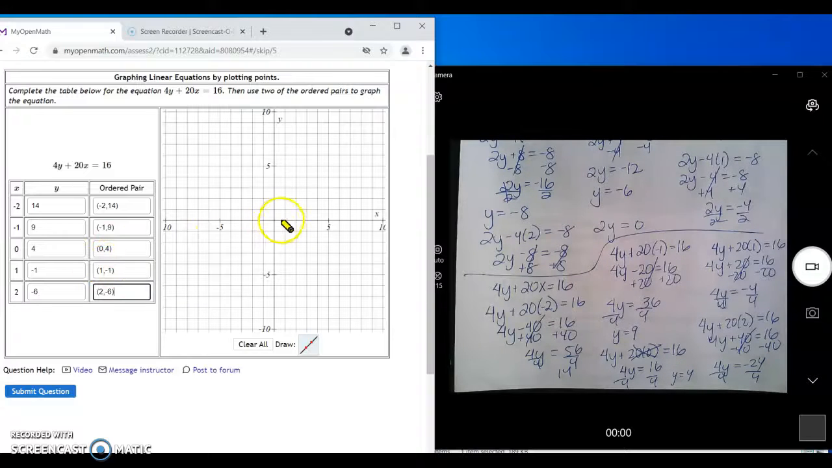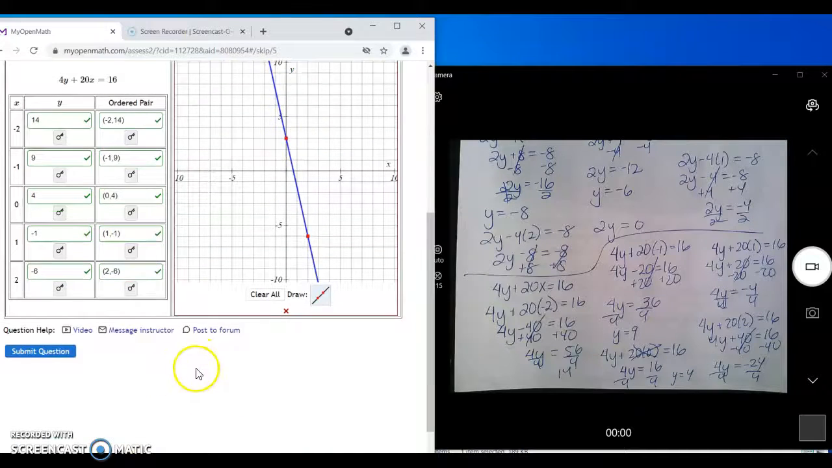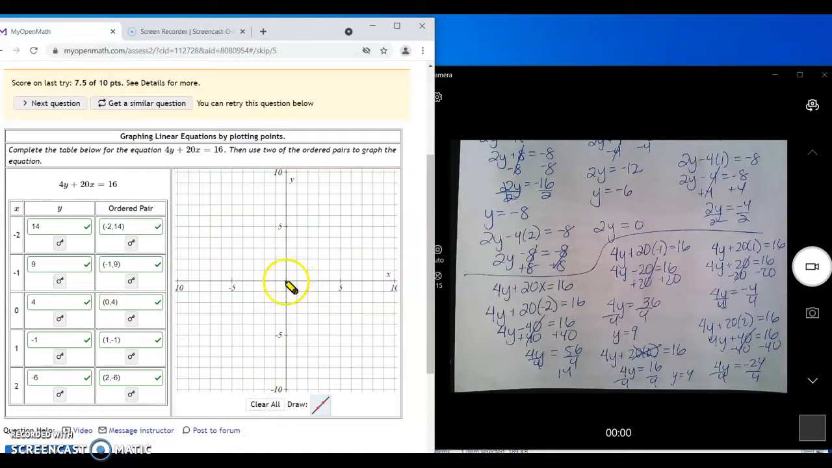And so (0, 4) is right here, and (2, negative 6) is right here. Oh, let me see. I did the graph wrong. Instead of (0, 4), I went to (0, 3). So (0, 4), let's try that again. (0, 4), and then (2, negative 6).